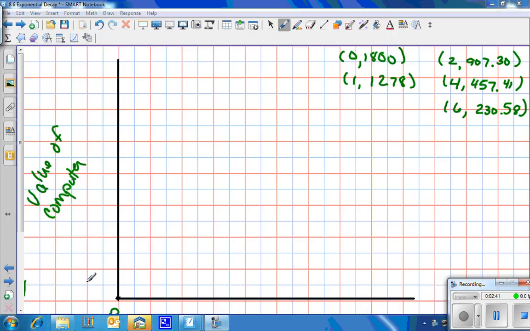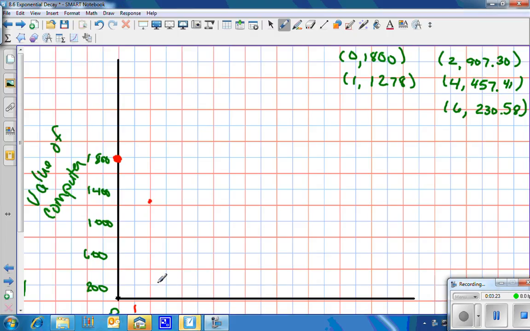So I decided to go by 200. Each block is going to represent 200: 200, 400, 600, 800, 1,000, 1,200, 1,400, 1,600, 1,800. And that's where we'll be starting. I'm going to change pen color so it's just a little easier to see. And at 1,800, that's where I start off. And year 1, just here, I'm going to be at 1,278, so less than halfway.